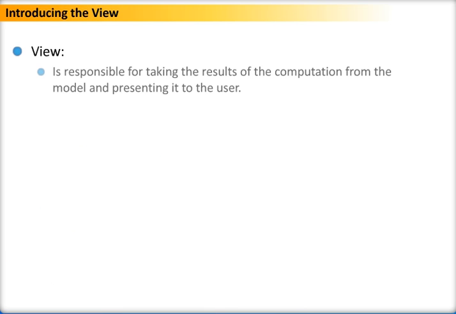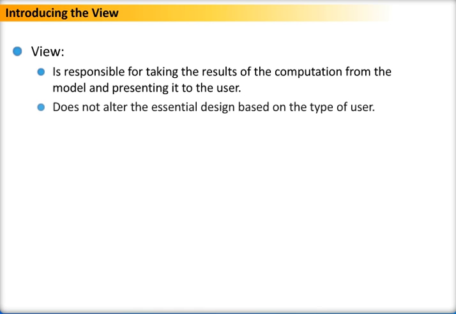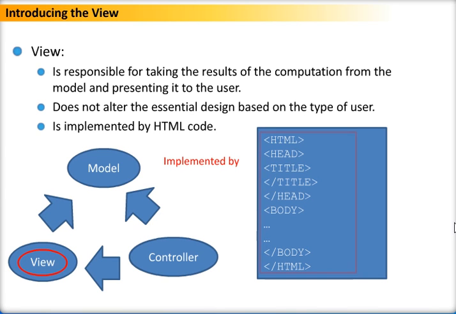The view is responsible for taking the results of the computation from the model and presenting it to the user. It is important to note that in some systems, the user might not be human, but might be another computer system. However, this does not alter the essential design. The view is implemented by HTML code.